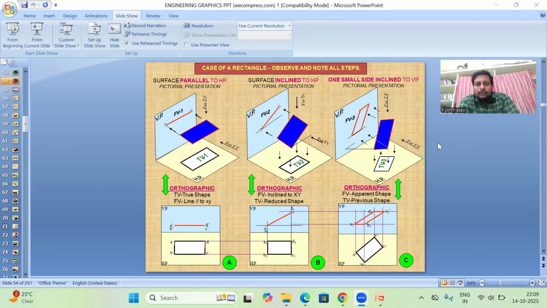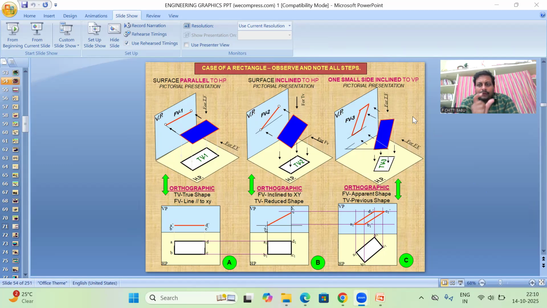Good evening, friends. Today we are going to discuss planes, and we are going to draw the planes. A plane is an object containing more than two lines. An object containing more than two lines is referred to as a plane. It has negligible thickness.